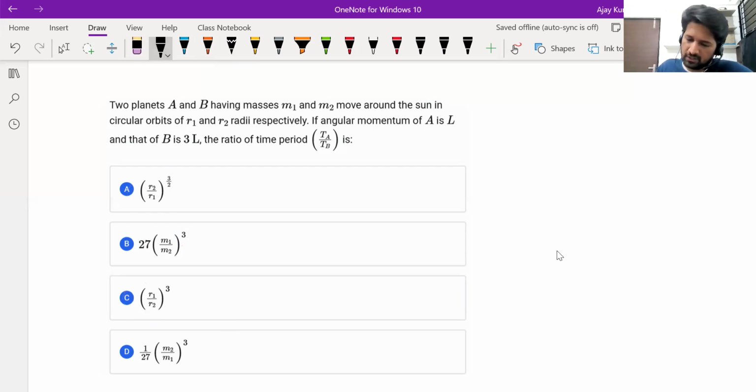So read the question carefully. Two planets A and B. This is about planets. Planet masses are given. Move around the sun in circular orbits. So this is an imaginary case, you can say. You should imagine planets revolving around the sun in circular orbits. Their radii are given. Angular momentum of one planet is L, and the angular momentum of another planet is 3L. So you have to think related to angular momentum also. And they are asking ratio of time periods.